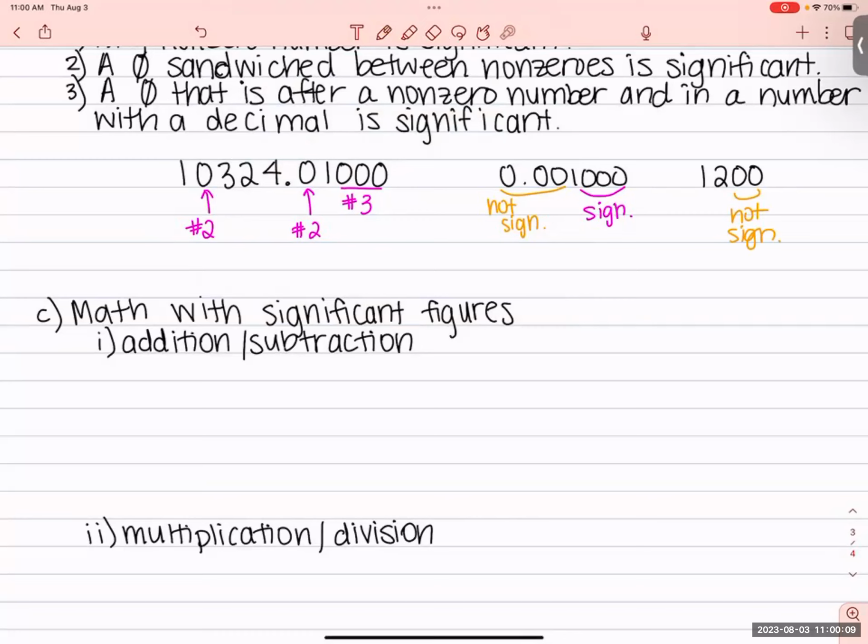They come after a non-zero number, but there's no decimal. Now, if I want them to become significant, all I have to do is put a decimal in the number. And now they're significant. You can do that. You can put a decimal at the end of a number without anything on the other side of it. That just says, hey, the zeros in front of me are now significant.